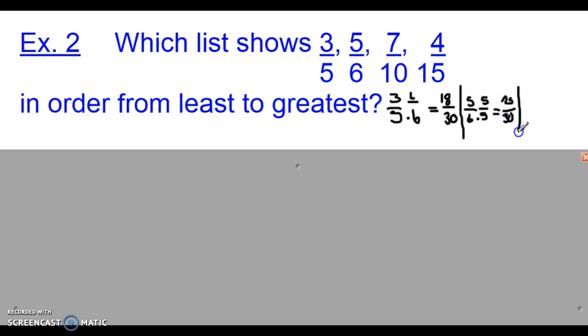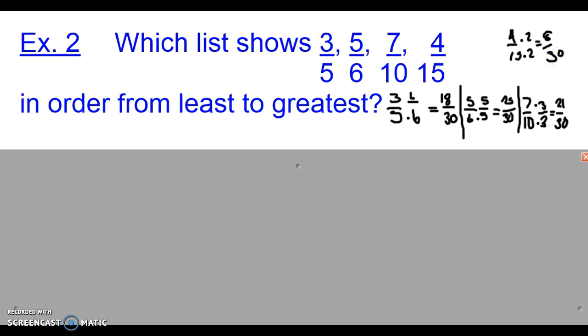And then my next problem says 7/10. And I need to change my denominator to equal 30. So in order to write my equivalent fraction, I can multiply by 3 over 3, which gives me 21 over 30. And then last, I'm going to go up here and do it, 4/15. In order to get 15 to equal 30, I multiply by 2, which would give me 8 over 30.